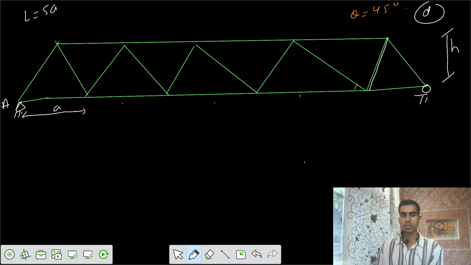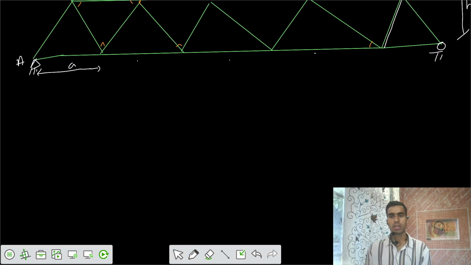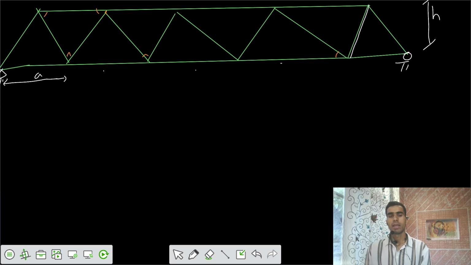And all those triangles are similar. Theta at every point is 45. Here theta is 45, theta is 45. This is 90, and this is 90. Theta is 45. Let's go for that now.